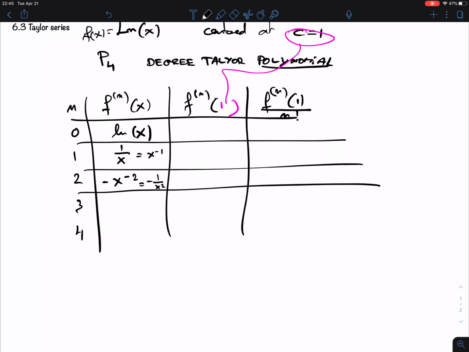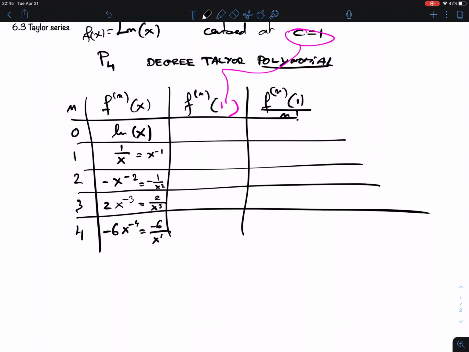Okay, so next one. We take the derivative of that one with the power rule. Negative times negative 2, that's 2x to the negative 3, which, if we write it down in powers again, is 2 over x cubed. And one more time, minus 6x to the minus 4, which would be minus 6 over x to the 4th. Okay, now we plug in 1. The ln of 1 we said is 0.